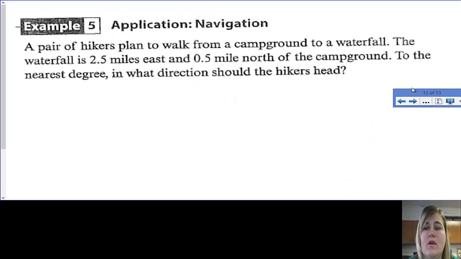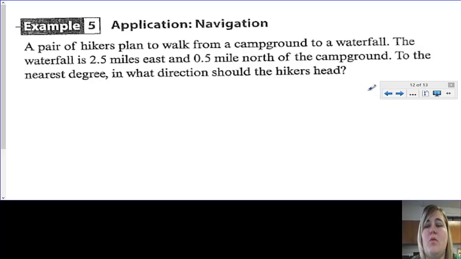Last example says a pair of hikers plan to walk from a campground to a waterfall. The waterfall is 2.5 miles east and 0.5 miles north of the campground. To the nearest degree, in what direction should the hikers head? So they're wanting to get the shortest distance. They don't want to have to walk all the way 2.5 miles east and then 0.5 miles north.